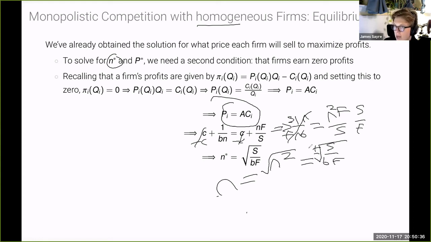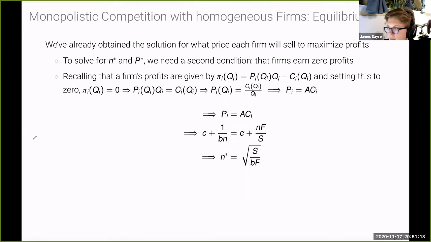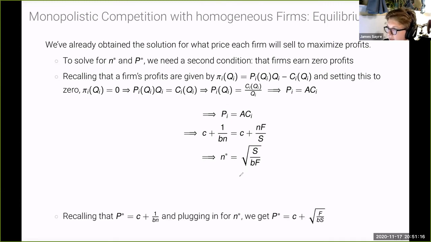Now, formally, mathematically, when you take the square root of both sides, this is equal to plus or minus the square root of S over BF. But notice that economically, we can rule out the negative case because the number of firms can never be negative. And so this is just the positive square root of S over BF, because note that, again, economically, it doesn't make any sense to have negative firms. The number of firms can never be any lower than 0. So we get this rule that the equilibrium number of firms is then just equal to n star, equal to the square root of S over BF.